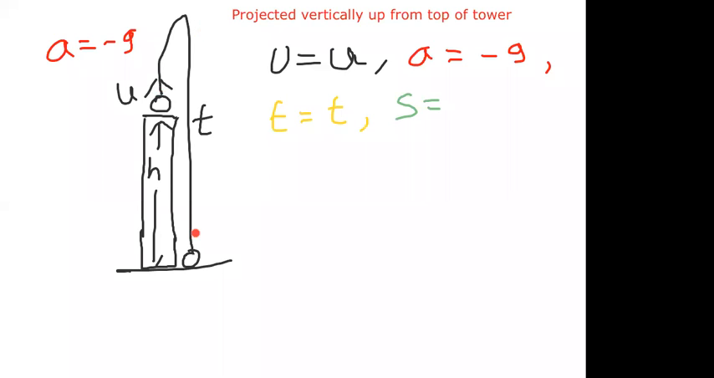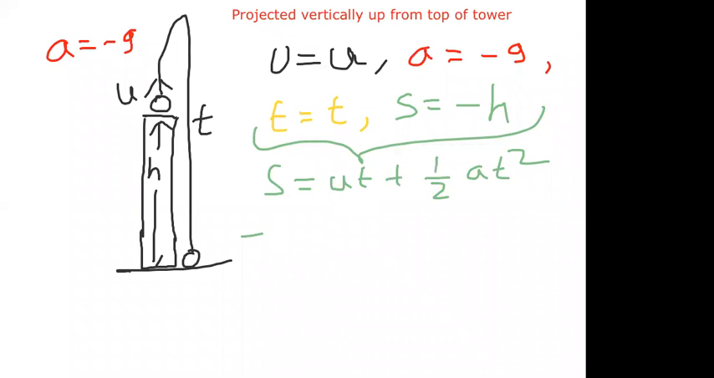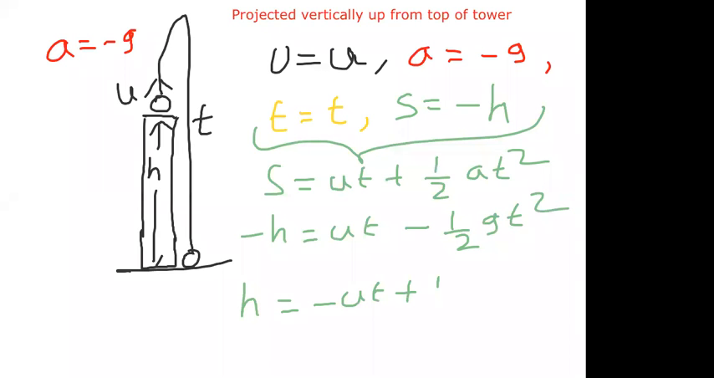Body is projected up, but we are measuring displacement, so this is the initial and this is the final. As the body is projected up and we are measuring down, we have to take the direction as negative. So I can give it here as minus h. So substituting in the formula, S is equal to ut plus half at square. Here I can write minus h is equal to ut plus half of a, the value of a being minus g. So I will get minus half of gt square. So h is equal to minus ut plus half gt square.